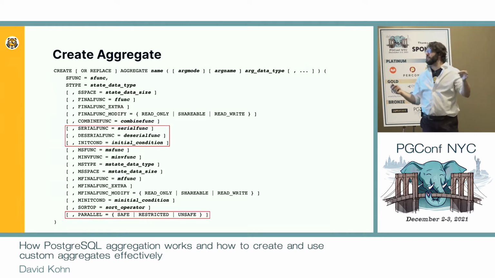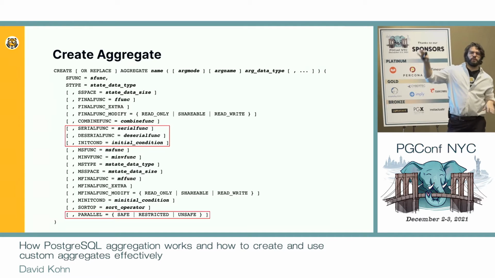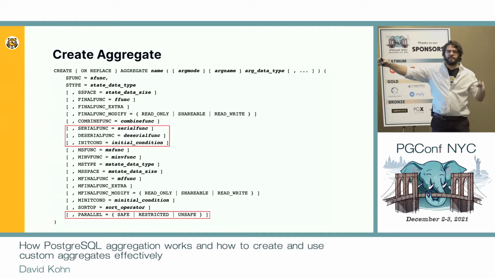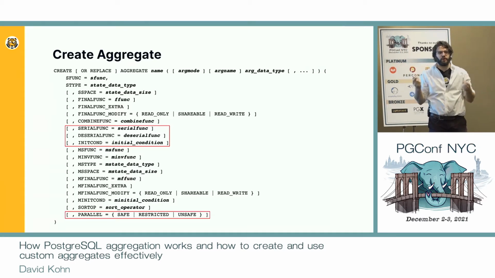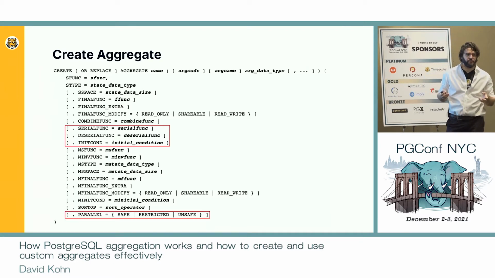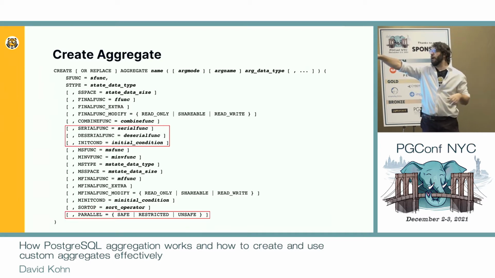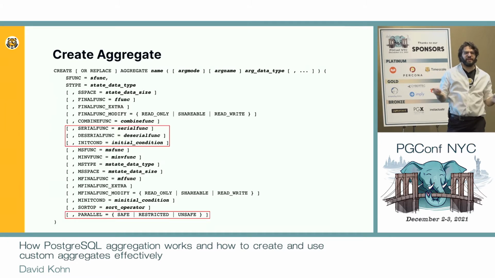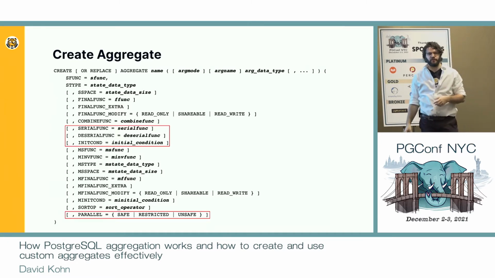And then we have serial and deserial functions, initial conditions, and parallel markings. Serial and deserial functions basically are the things that say, hey, I have these parallel workers, these parallel instances. I need to figure out how to pass the information between them. So we have some functions that allow you to do that, especially if I have an internal type for my aggregate. Otherwise, you can use an initial condition, which then will mean that it uses the default serialization for that type.